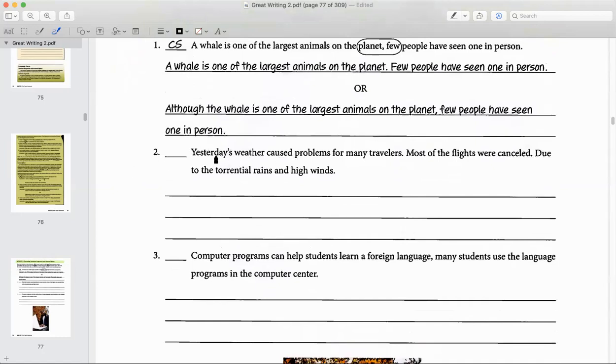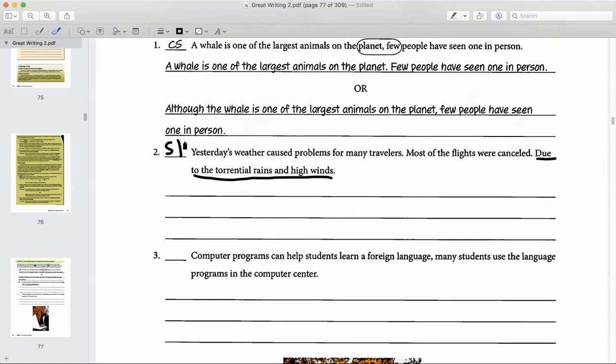Let's see. So let's look at number 2 together. Yesterday's weather caused problems for many travelers. Okay, that seems okay. Yesterday's weather, subject, verb, caused problems for many travelers. That's a good sentence. Most of the flights were canceled. That seems fine too. Okay, now we have due to the torrential rains and high winds. We're missing something here. So this is going to be a fragment. This sentence is the problem right now. So it is a sentence fragment.